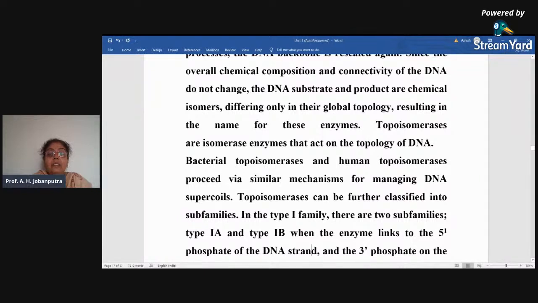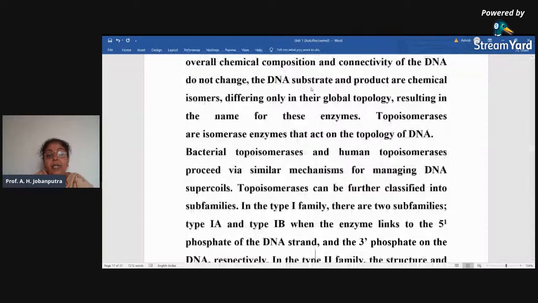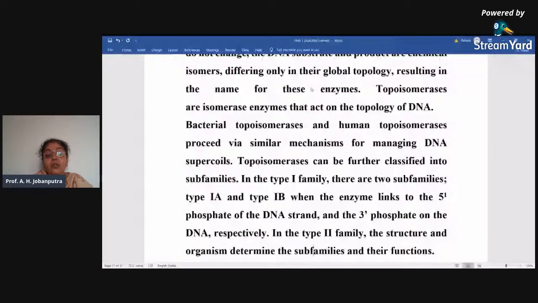Bacterial topoisomerases and human topoisomerases also show a similar type of mechanism. They manage the supercoiling of DNA. Topoisomerases have been further classified into subfamilies. In the type 1 family, there are two subfamilies again, 1A and 1B, where the enzyme links to the 5' phosphate of the DNA strand and the 3' phosphate on the DNA.